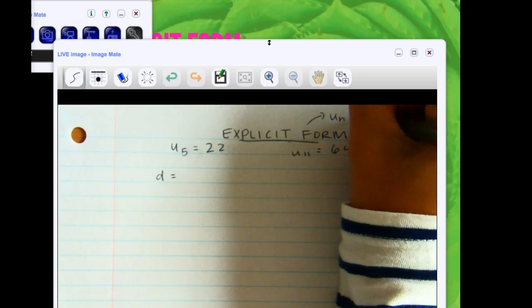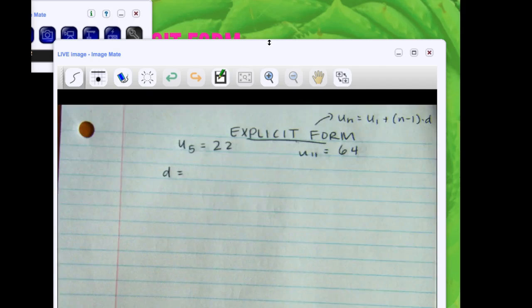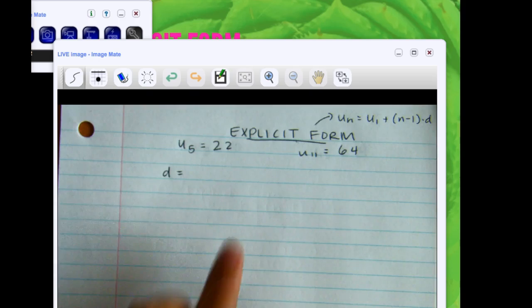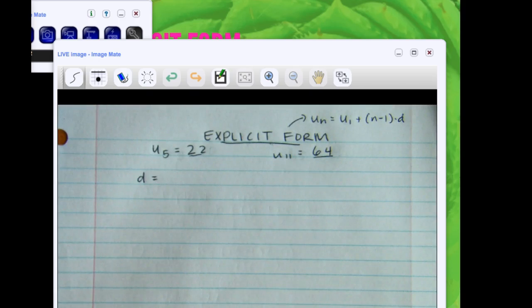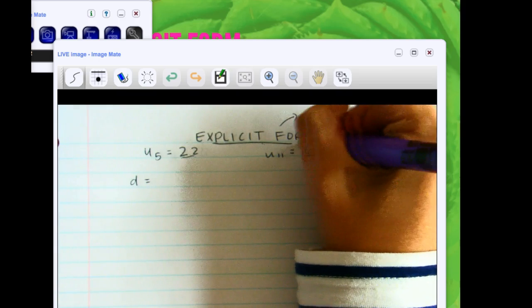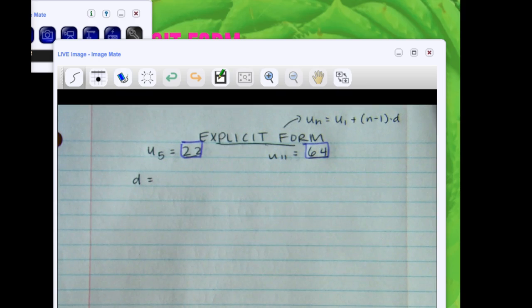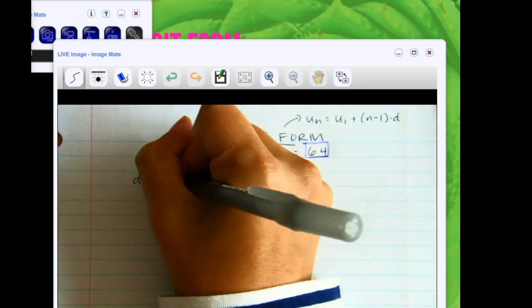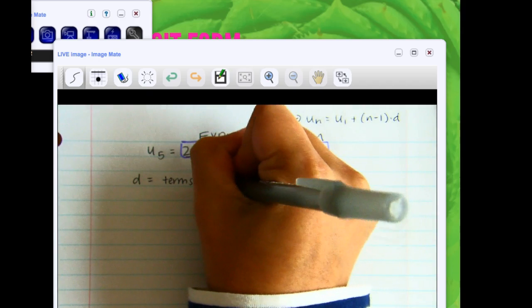U sub n equals u sub 1 plus n minus 1 times the difference. So let's figure that out together. So to figure out my common difference, it's similar to calculating slope. I'm going to take the difference between my terms, so 64 and 22. Those are always going to go on the numerator. So terms subtracted.